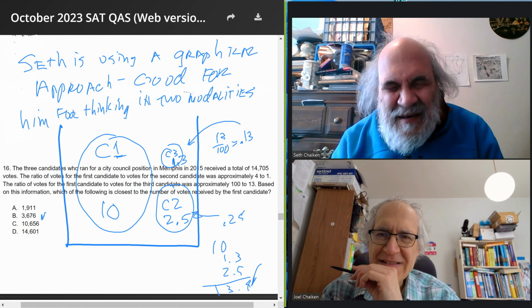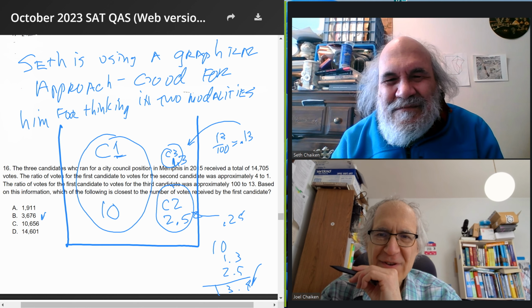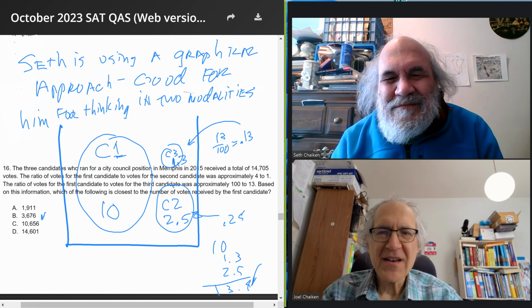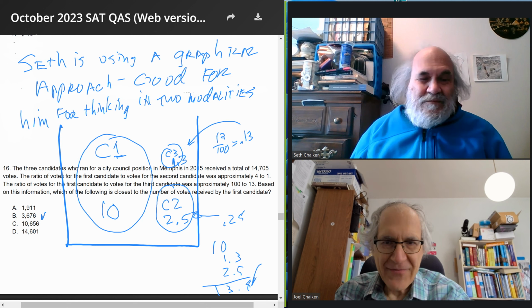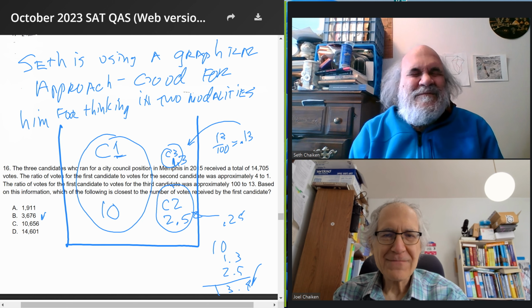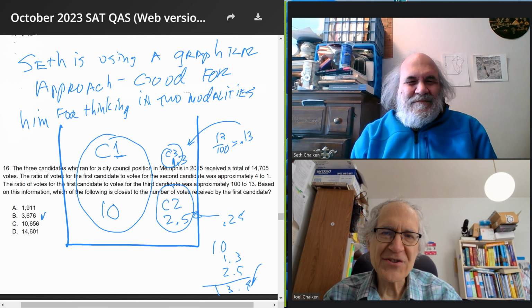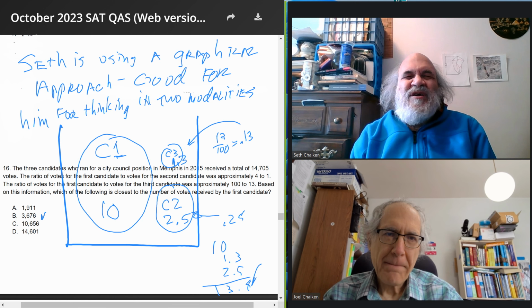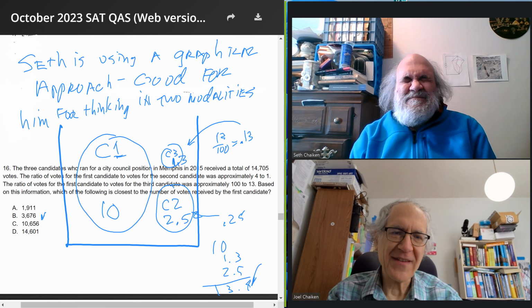Yeah. Well, yeah. Seth is using a graphical approach. Good for him for thinking in 2 modalities. You solve it algebraically, and you can solve it graphically. Wow, that is very... So you could solve a ratio problem. I think that's what you were trying to do with the marbles. No. Okay, then you weren't.